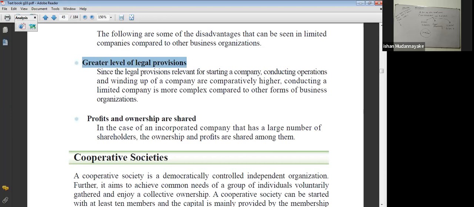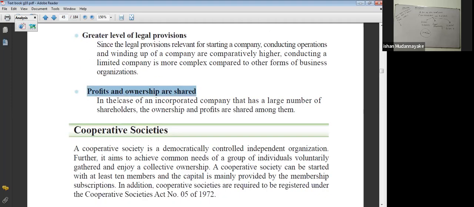Next disadvantage: profits and ownership are shared. In the case of an incorporated company that has a large number of shareholders, the ownership and profits are shared among them. In an incorporated company, there are a number of shareholders. Therefore, the business has to share profit among its shareholders.